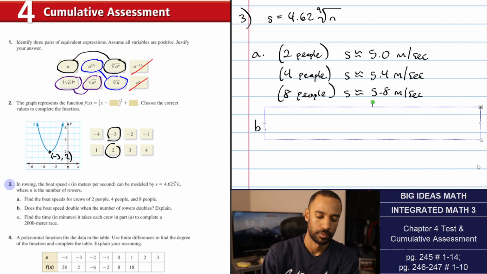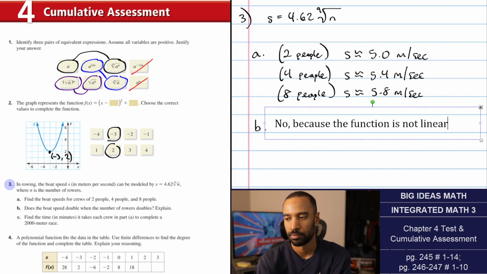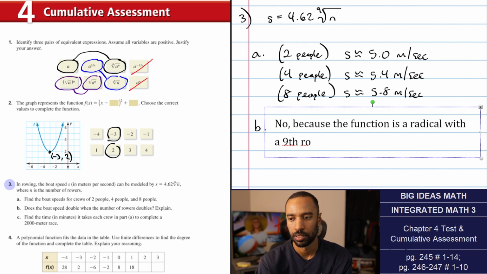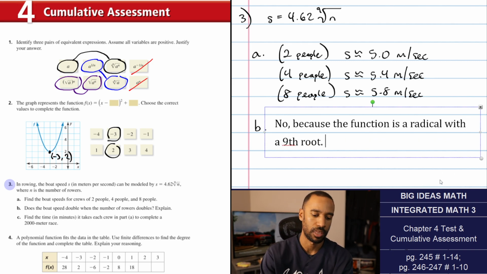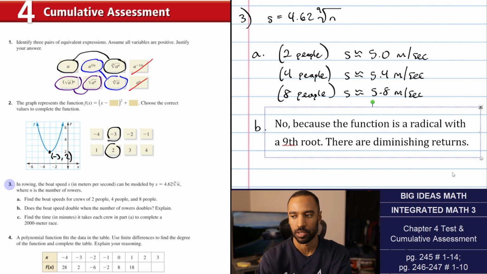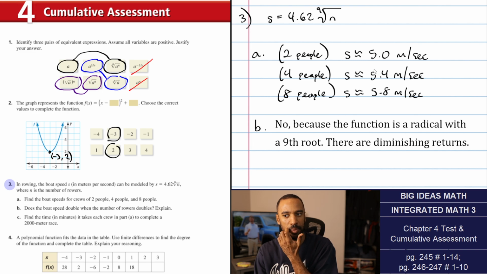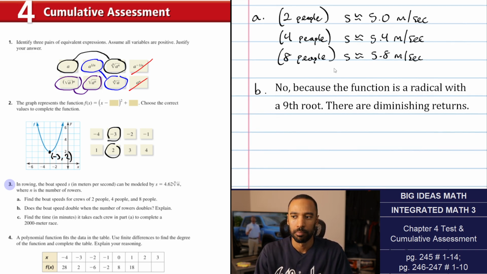No, because look at the numbers. Because the function is not linear. Well, because the function is radical. It is a radical with a 9th root. So basically, there are diminishing returns. Basically, from 1 people to 2 people, I think it's a little more substantial. You go from 4.6 to 5. I mean, it increases sort of by 0.4 meters per second every time you double, it looks like.